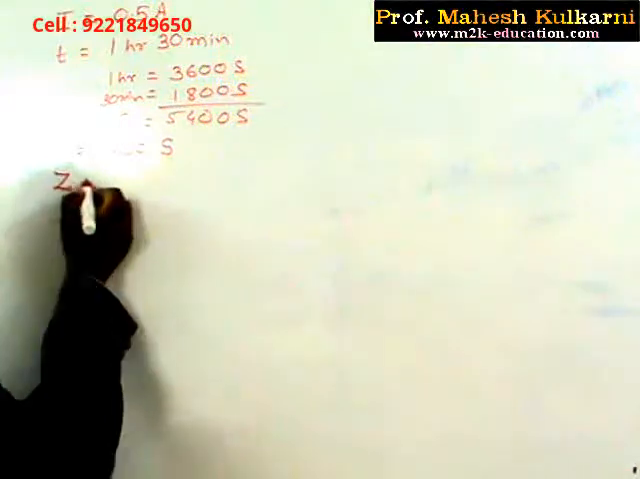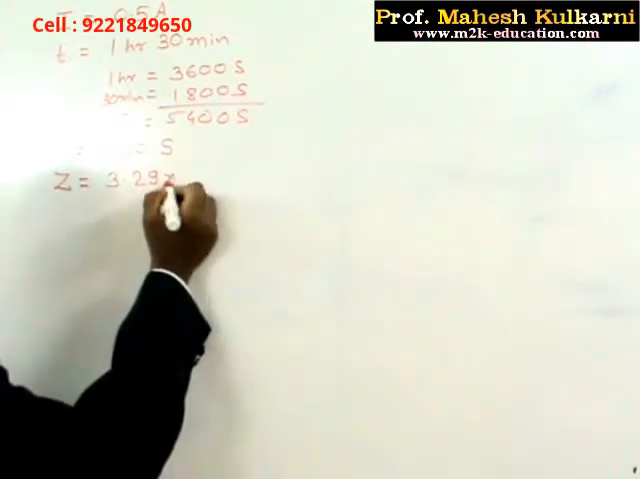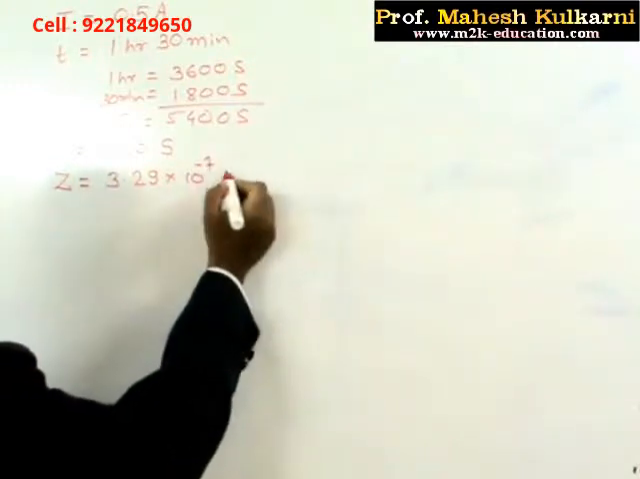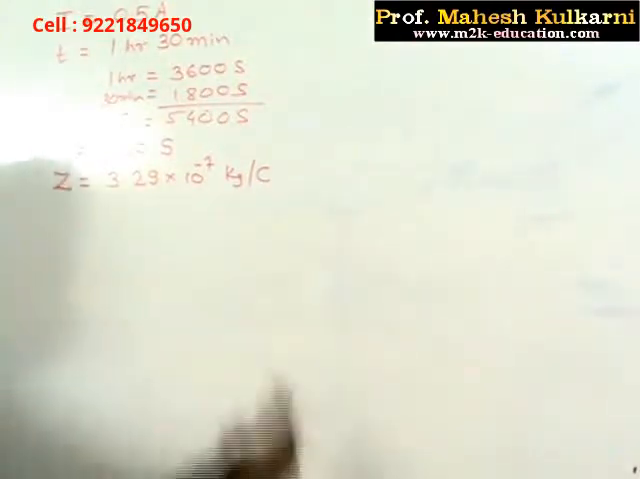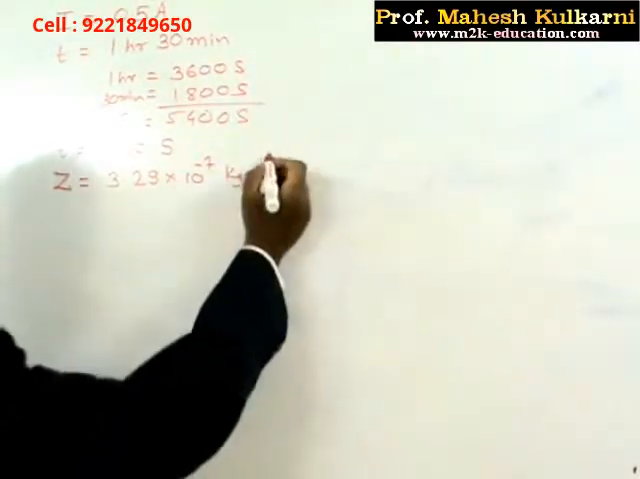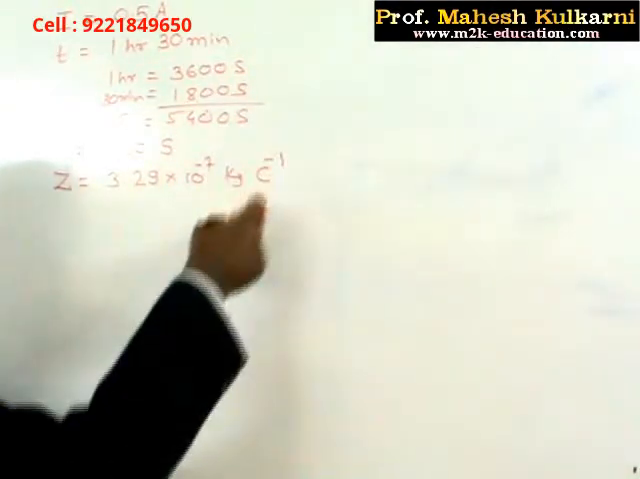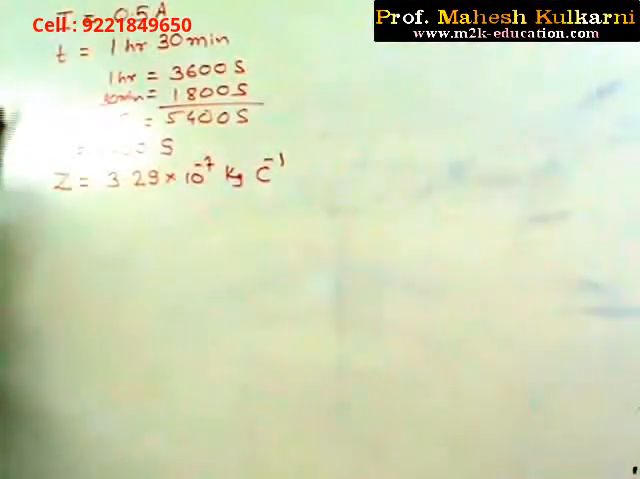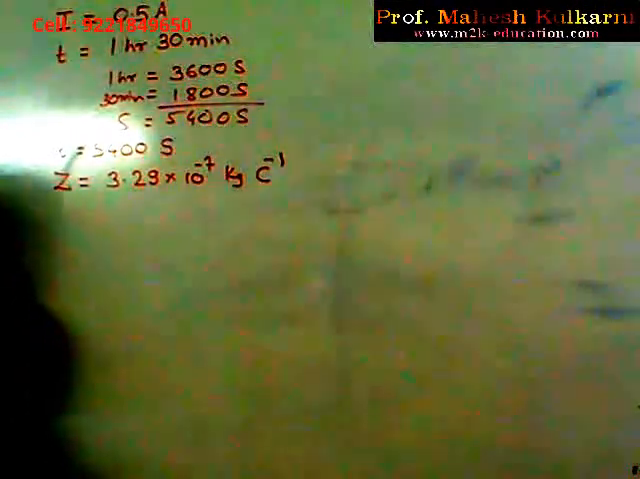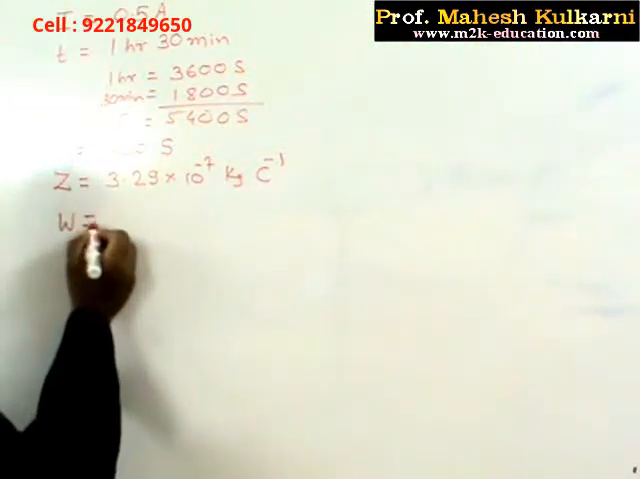Now, electrochemical equivalent Z, that is equal to 3.29 into 10 raised to minus 7 kilogram per coulomb. I can write this way, kilogram per coulomb, or I can write this way also, kilogram per coulomb raised to minus 1. That means this will come at the denominator. So any method is useful. So this is the data representation we are carrying out. First the data, then what we have to find out: weight of substance deposited.